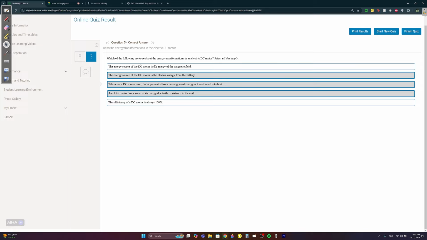Which of the following are true about the energy transformations in an electric DC motor? The electric DC motor is the thing with the split ring commutator and the wires that change their polarity every 180 degrees, so that it keeps on spinning. Just so you guys can remember. The energy source is the magnetic field. Obviously not. No, it's connected to a battery. Okay, so the source is from the battery. Whenever a DC motor is on but is prevented from moving, most energy is transformed into heat.